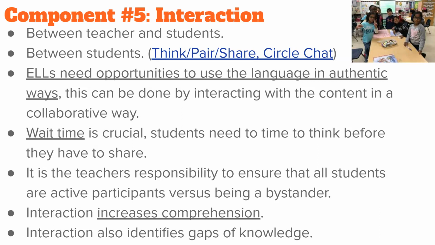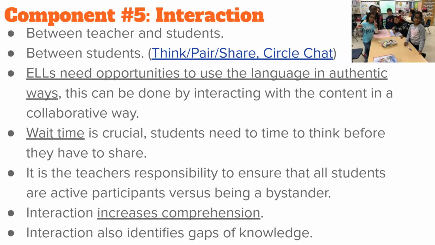And interaction can be done in many ways between students. For instance, the students in my class know when I say turn and talk, they immediately know what to do. It's a routine in our classroom. Students can think, pair, share. This is very beneficial to English language learners because they have time to think first. This is wait time. So you're giving them time to think, and then they're able to turn to a partner and share.